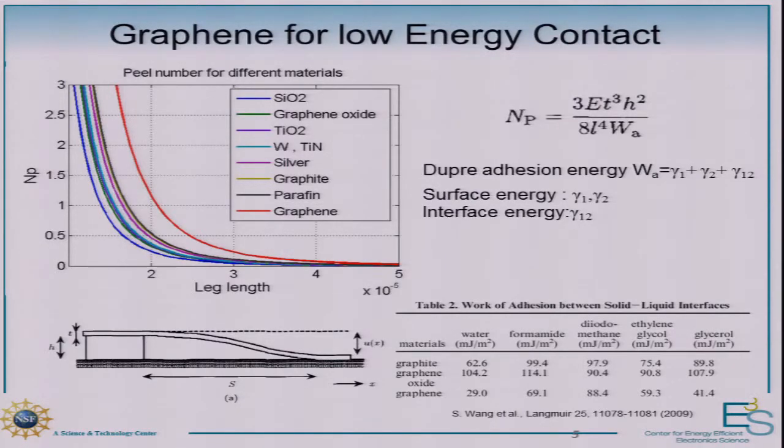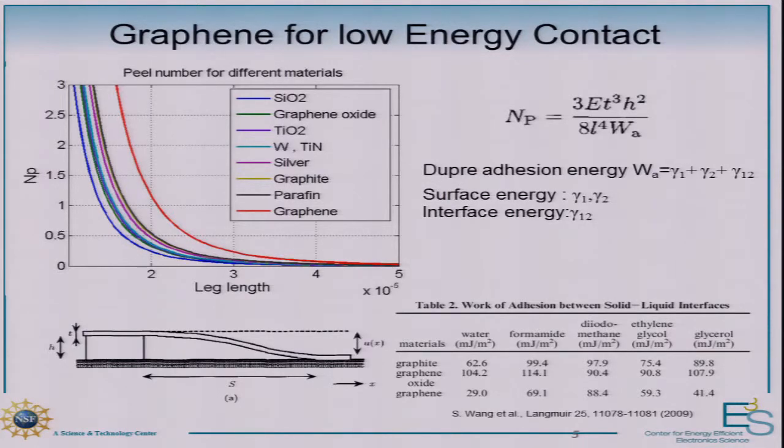The Peel number is the ratio of the elastic restoring energy versus the surface adhesive energy. And we see that if the ratio is higher than 1, that means this cantilever can be released. But if it's under 1, that means it will still stick.